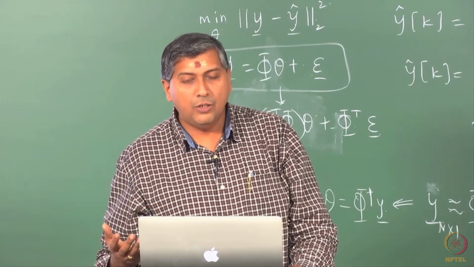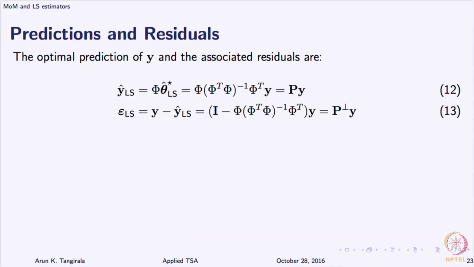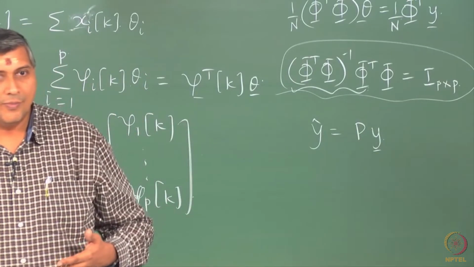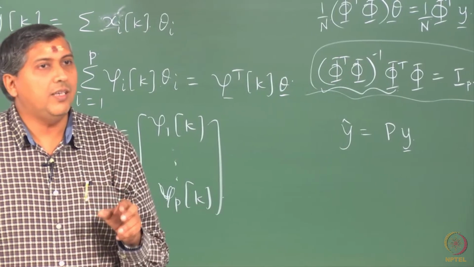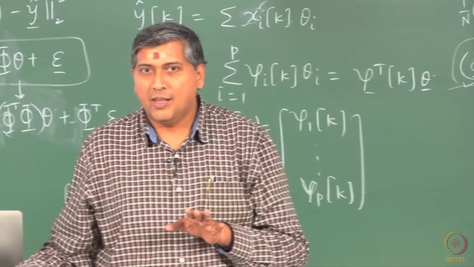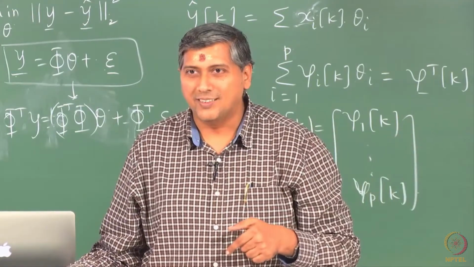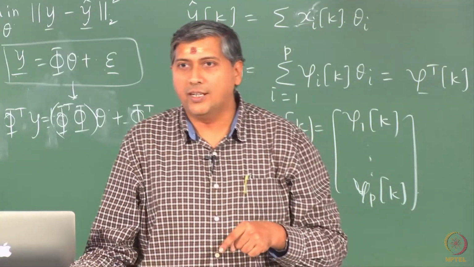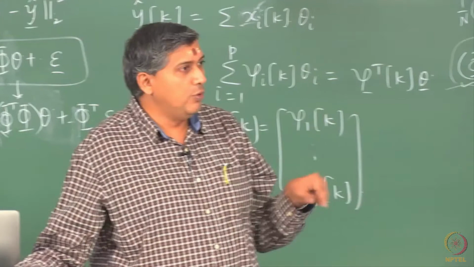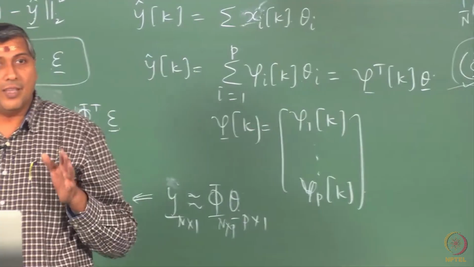It turns out that you can write this y hat, as you see in equation 12, simply as P y. P is a matrix purely constructed from the regressors. What this tells us is, in order to construct a prediction of y, I do not need theta, I just need phi, but we had to go through the problem to arrive at the optimal prediction. I do not have to compute theta necessarily, I can directly use the regressors that I used for my estimation.